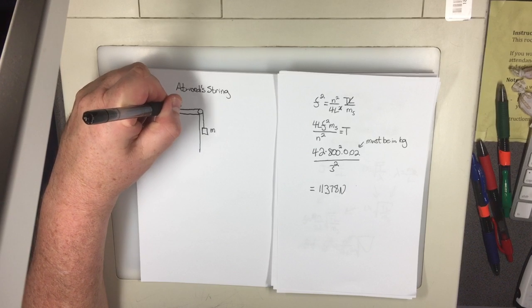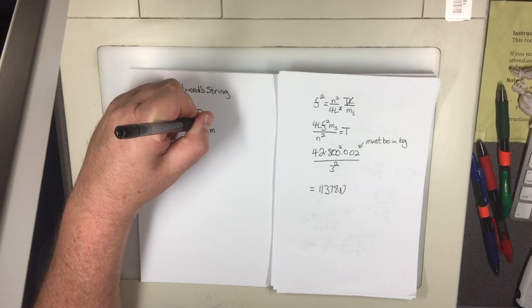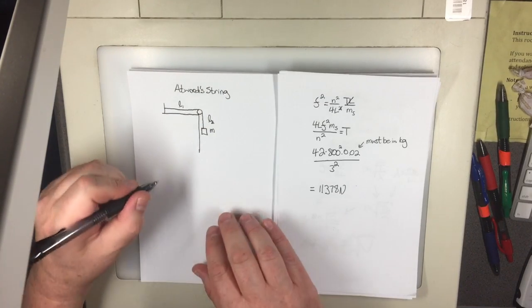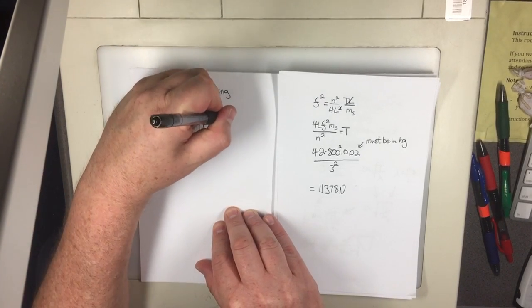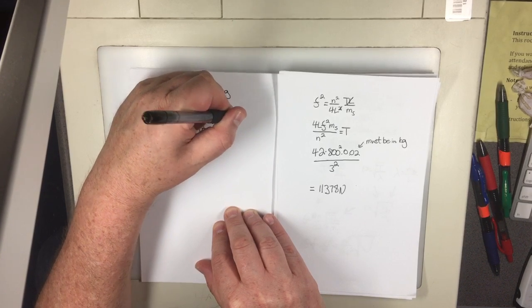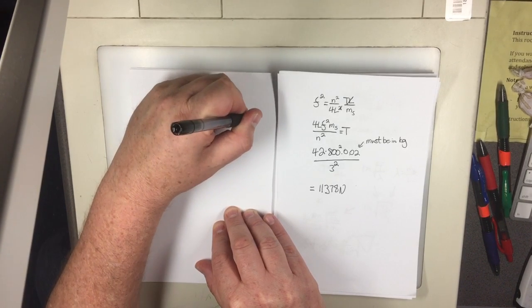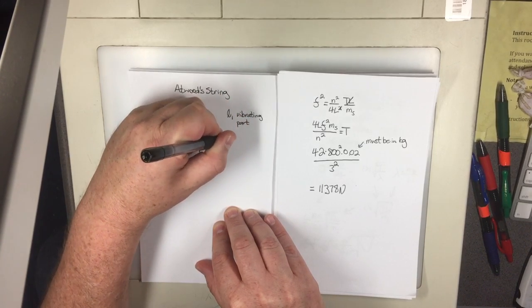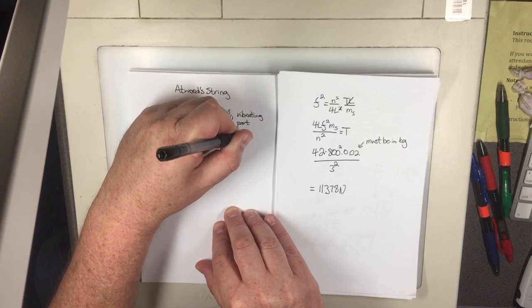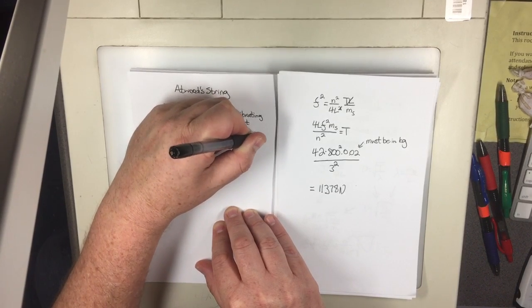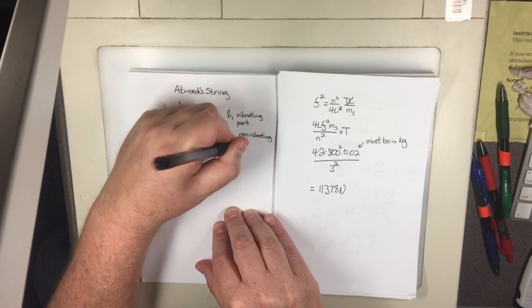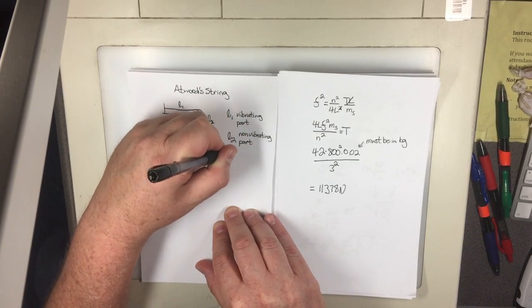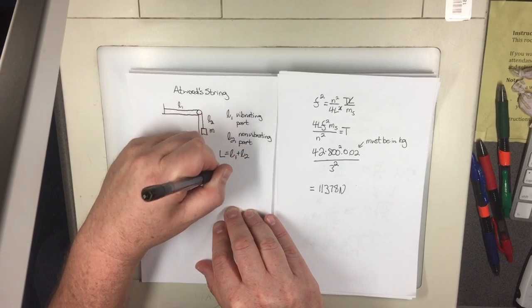There is an L1 and L2. In this particular case, L1 is the vibrating part. L2 is the non-vibrating part. And the total length L is L1 plus L2.